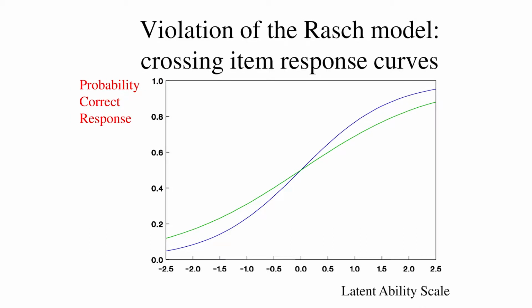So how could it be violated? One of the things that could happen, for instance, is that the response curves would cross. So for a very low ability, this item is the most difficult item, and this item is the easier item. And for a high ability, the order is the other way around. So that is a violation of the Rasch model. The Rasch model does not imply that. So you would need a more complicated model to model that.